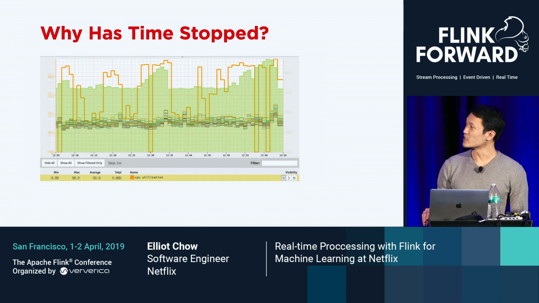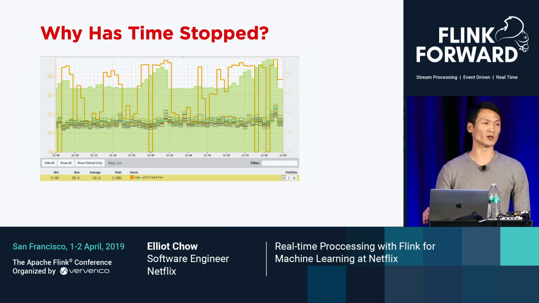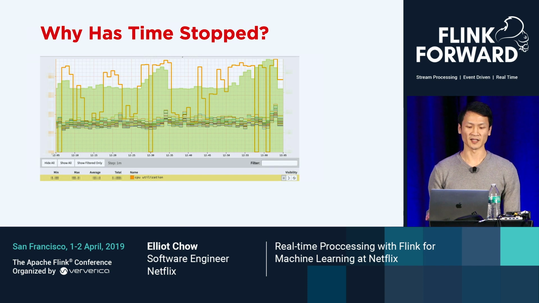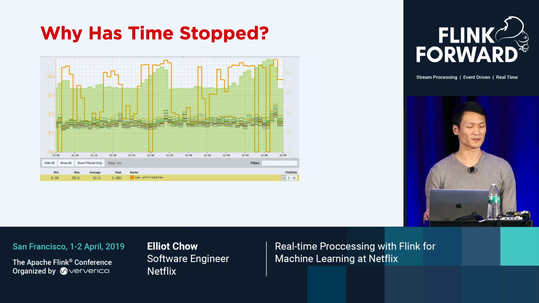The lines here are the CPU usage of all the task managers. One of them is behaving very poorly. And the green area you see is the watermark lag. That behaves erratically when you see these spikes in the CPU usage of that one task manager.